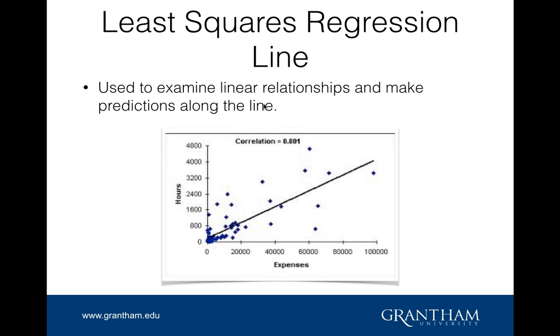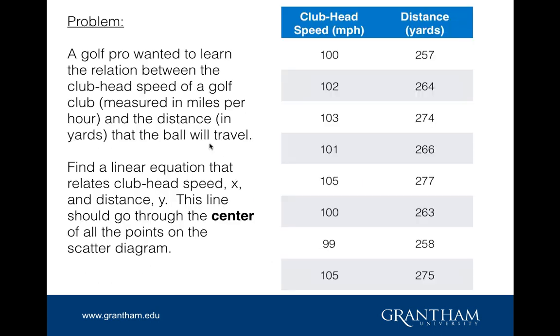Now the correlation, we talked about how to find that. We talked about how to create the scatter plot, the scatter diagram. And now we're going to talk about how to get this line. This is very, very simple to do. Now, using the data that we have already, let's go back to the most elementary one, the club head speed and the distance in yards. Now, the golf pro wants to find a line that goes through the center of the points. And why does he want to do this? Why do you want to find that line?